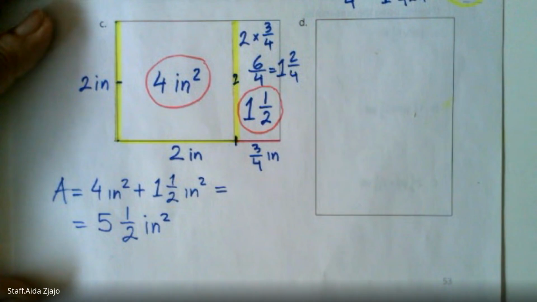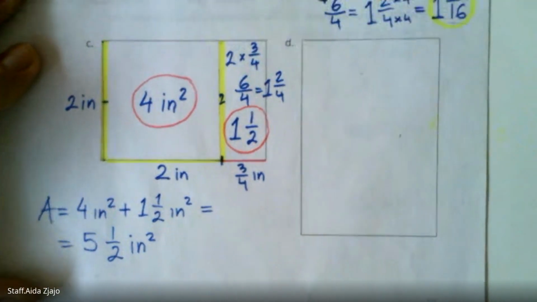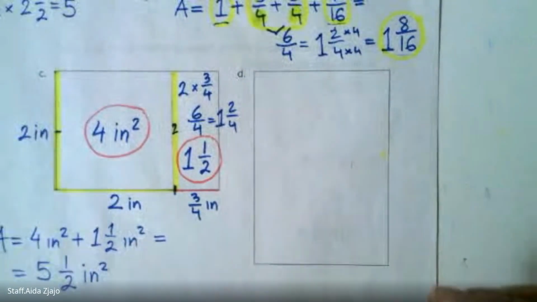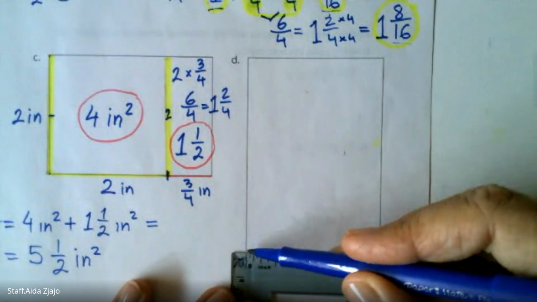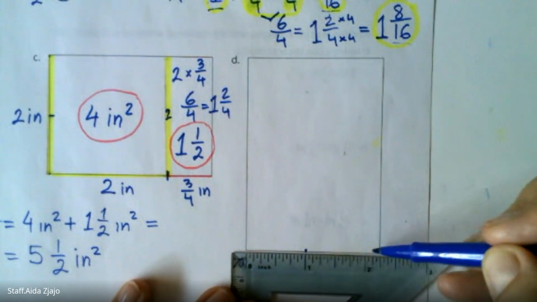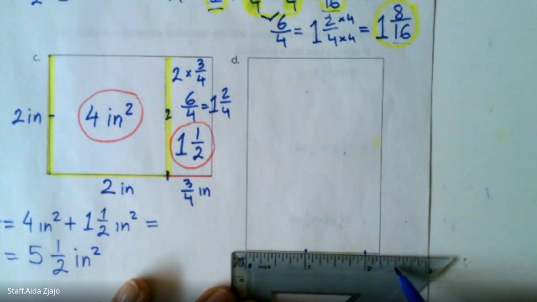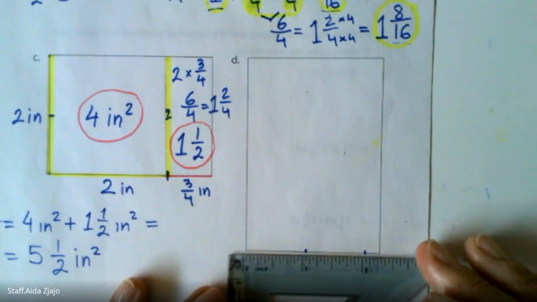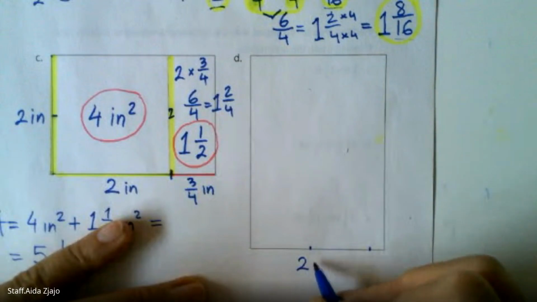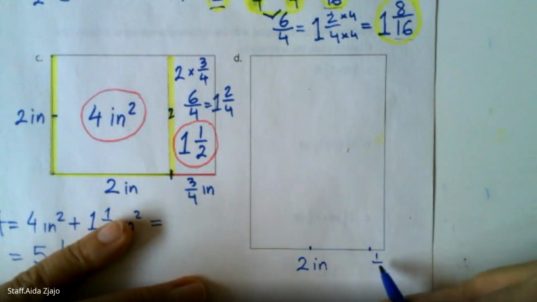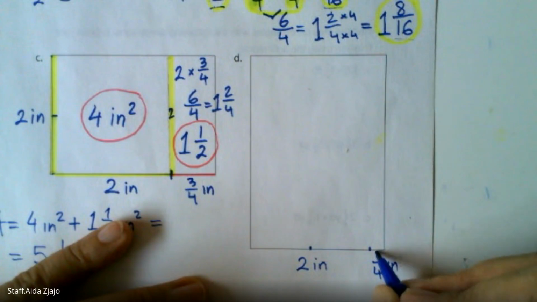Okay. Now let's see. Next is D. D is 2 inches and 1/4 of an inch. Look, 1, 2, 3, 4. That's only 1/4, 1 out of 4 pieces. So it's 2 inches and 1/4 inch.